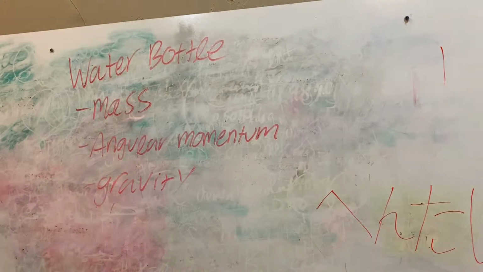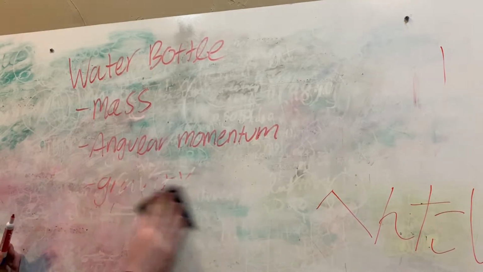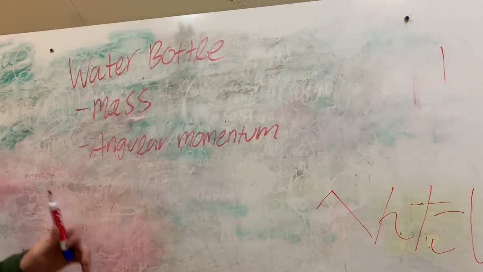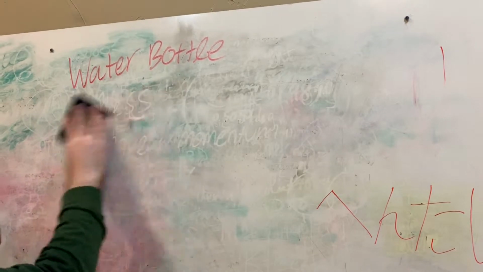Now, it deals with mass because the mass depends on the water bottle and how much it is filled, because as you know, you can't flip a full water bottle or an empty one. And then it deals with gravity because gravity is pulling everything down to the earth. And then angular momentum, we'll talk about more.